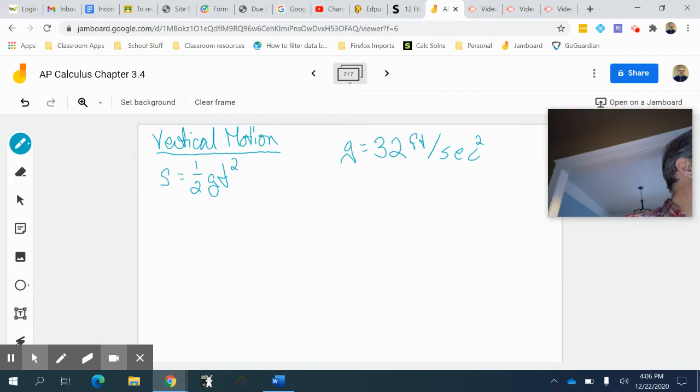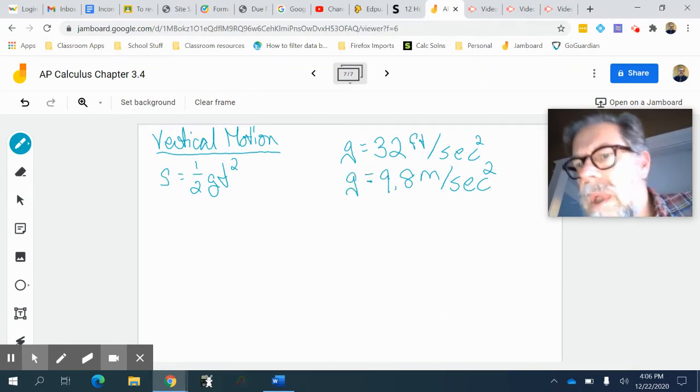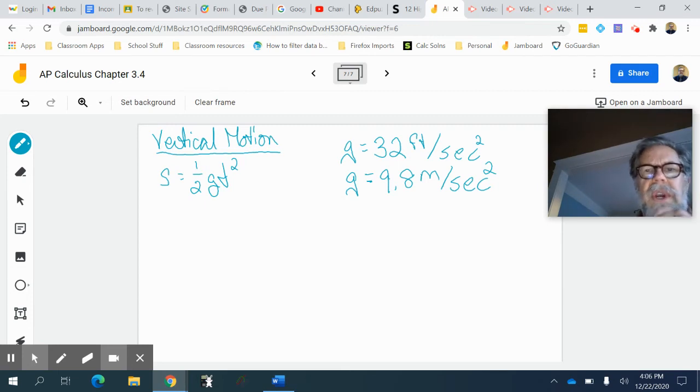And then, of course, it's also 9.8 meters per second squared. And if you do any physics or certain types of engineering, you will become intimately familiar with these. So let's model some vertical motion very quickly.